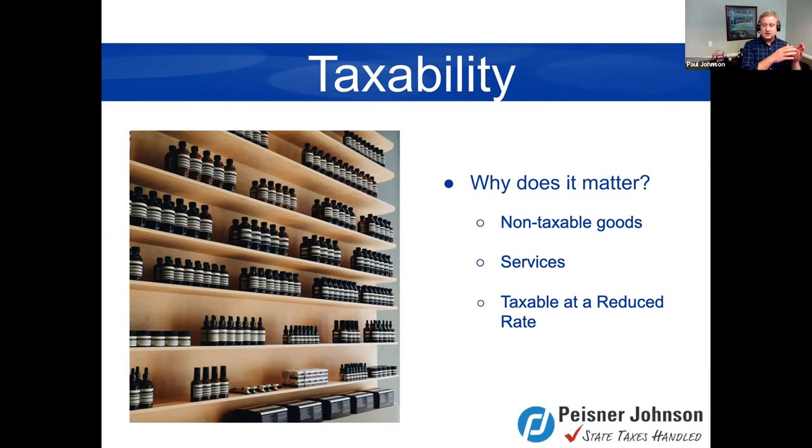So nexus is what puts you on the hook to be required to be registered, collect the tax if there is tax to be collected, and to remit it. And I say if there's tax to be collected because you could be selling product that is not taxable. In general terms, tangible personal property, or TPP, is subject to tax. In general terms, services are not subject to tax.